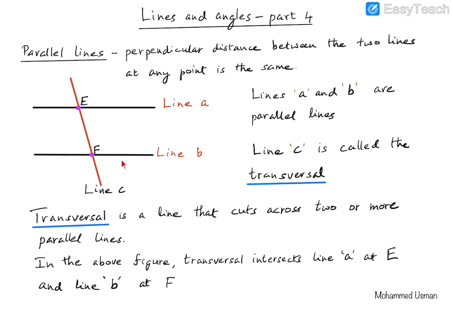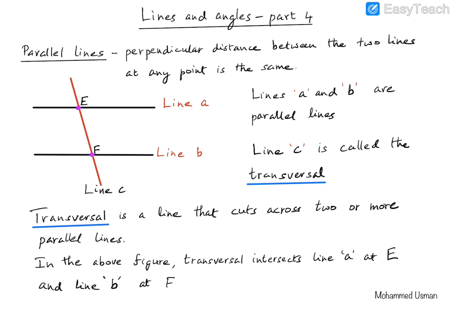Okay, and what is the transversal line? The transversal line is the line that cuts through two or more parallel lines. So the red line over here, which we have denoted as line C, is the transversal line because it is cutting through two parallel lines, which are line A and line B.